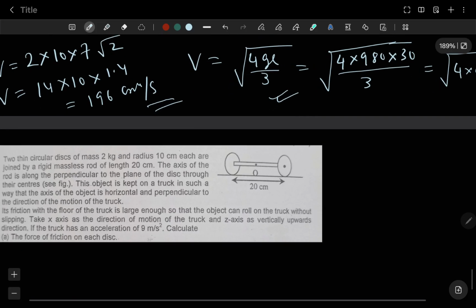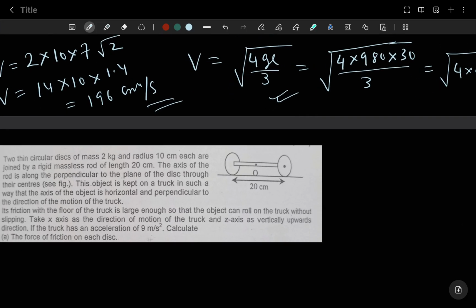So read this one. This system, these two discs, two wheels connected by an axle, this is placed on a moving truck, the truck is accelerating. So on this system a pseudo force will act, clear, because we know whenever we want to calculate from the frame of reference of an accelerated system, we must consider the pseudo force.